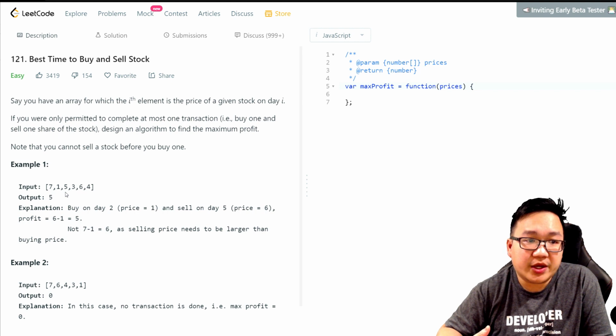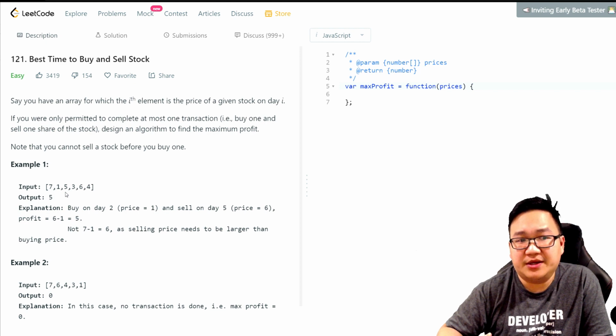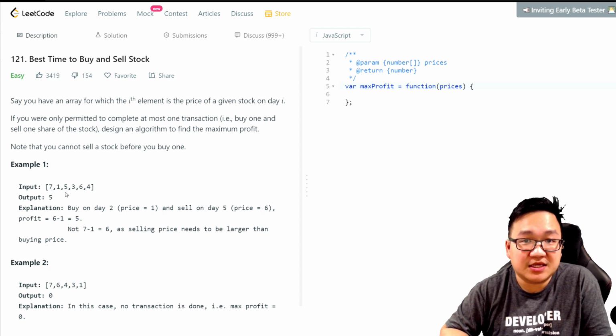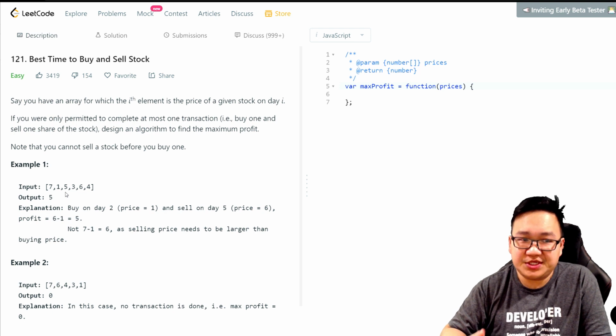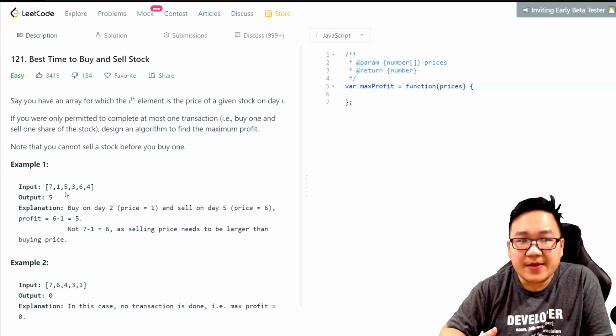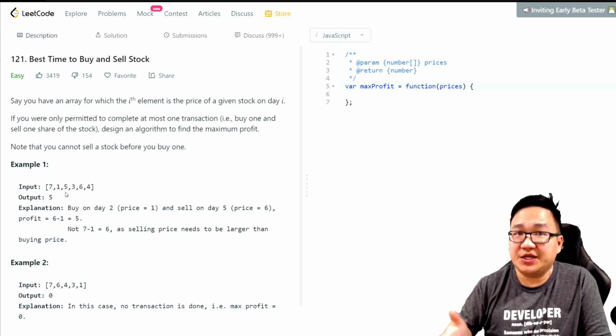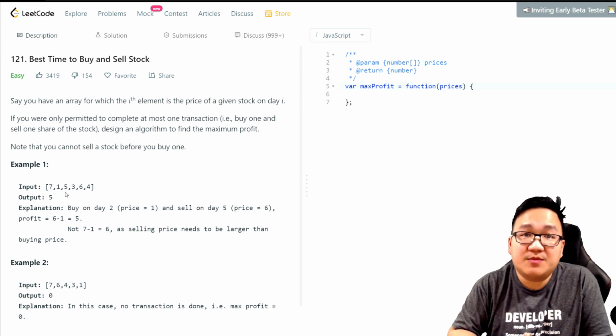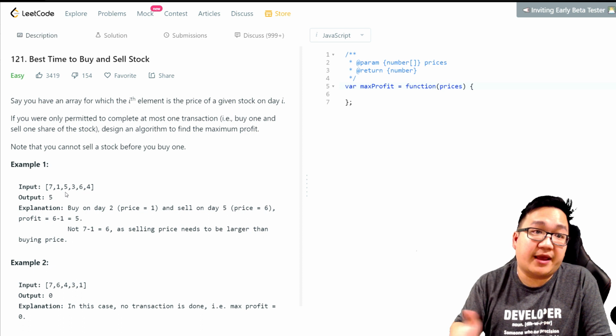Another thing is that all you really need to do is find the lowest price within the array and find the highest price that's at a later date, and effectively I could get the profit, right? So if you think more deeply about this question, as you iterate through each day, you almost need to make a decision on each day, right?